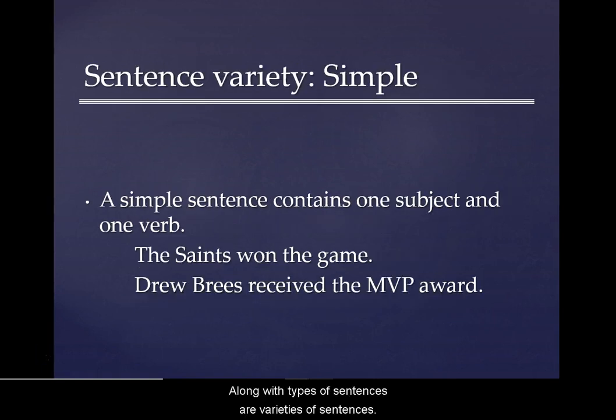Along with types of sentences are varieties of sentences. There's the simple sentence. A simple sentence contains one subject and one verb. Example: the Saints won the game, period. Drew Brees received the MVP award, period. In both of these sentences, there's only one subject and one verb. In the first example, Saints is the subject, won is the verb. In the second example, Drew Brees is the subject, received is the verb.